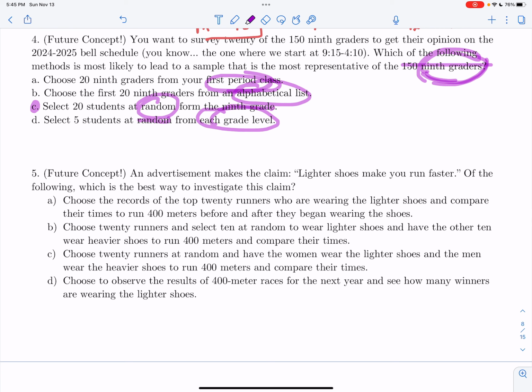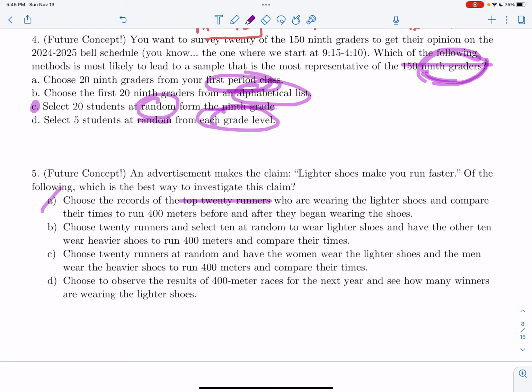Number 5, an advertisement makes the claim lighter shoes make you run faster. Of the following, what is the best way to investigate this claim? So A, choose records of the top 20 runners who are wearing lighter shoes and compare their times to 400 runners before and after they began wearing their shoes. Well, if you're going to choose the top 20 runners, it's going to skew the data, of course, because, hey, they're the top 20 runners. Make sure that for number 4 and 5, you find something that is random.